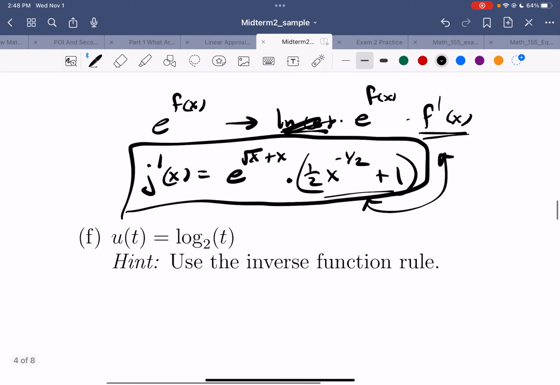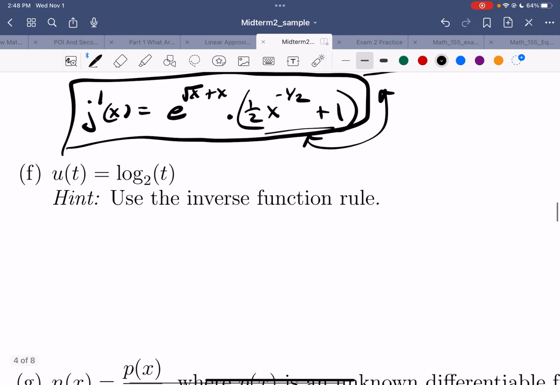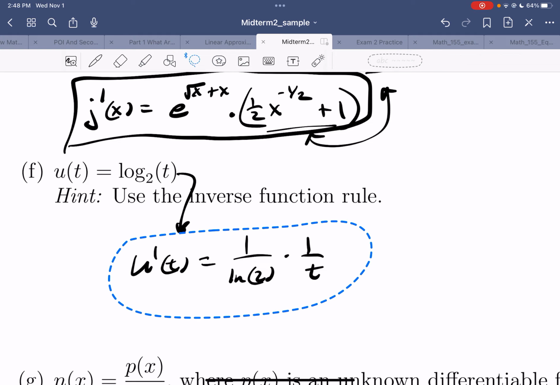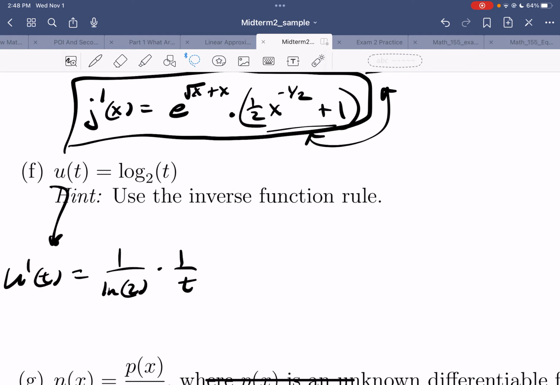If you just memorize those 5 functions that I told you about, then u prime of t is 1 over the natural log of 2, I take the base and plug in the natural log, times 1 over t. So you'd be done. No work necessary.